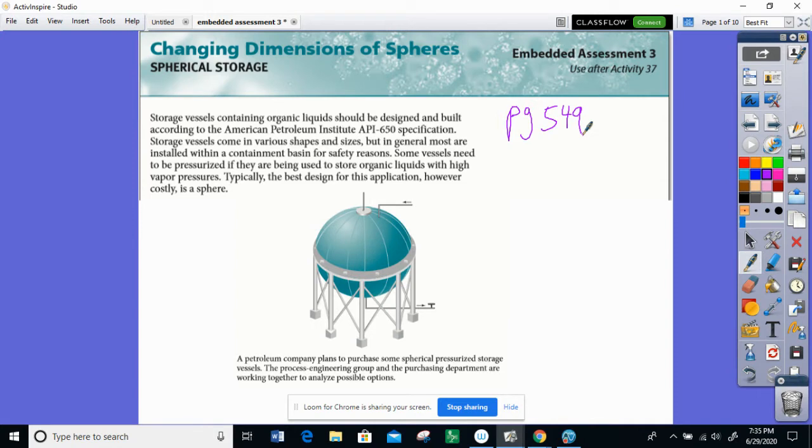A petroleum company plans to purchase some spherical pressurized storage vessels. The process engineering group and the purchasing department are working together to analyze possible options. All right, so just like we do on all these embedded assessments, I'm strongly encouraging you to pause the video, answer all 5 questions, and then unpause it, and we'll go over the answers together.